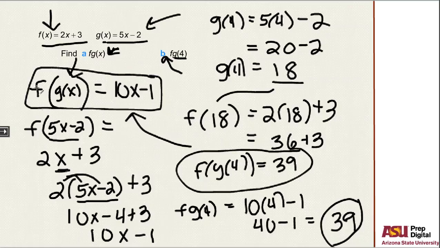Now, if you haven't gone through the process of composing them, this strategy right here might be faster for you. But since we already found what the new rule was if we combine them, I think that's a little bit faster. We just plug in 4, and 40 minus 1 is 39. So either way, you get the correct answer, but that's composing two functions.